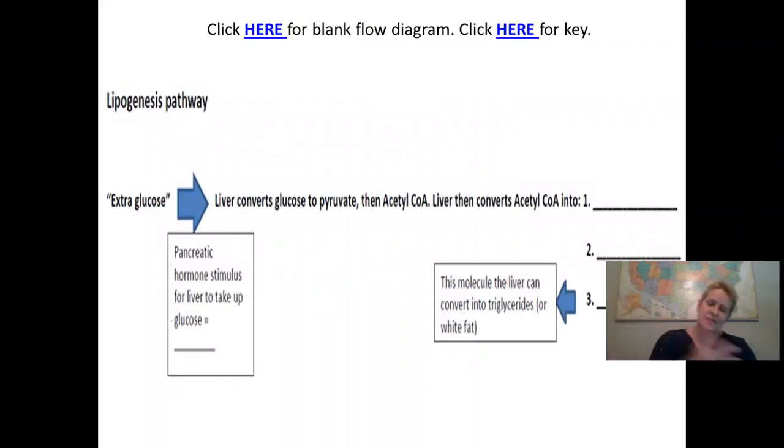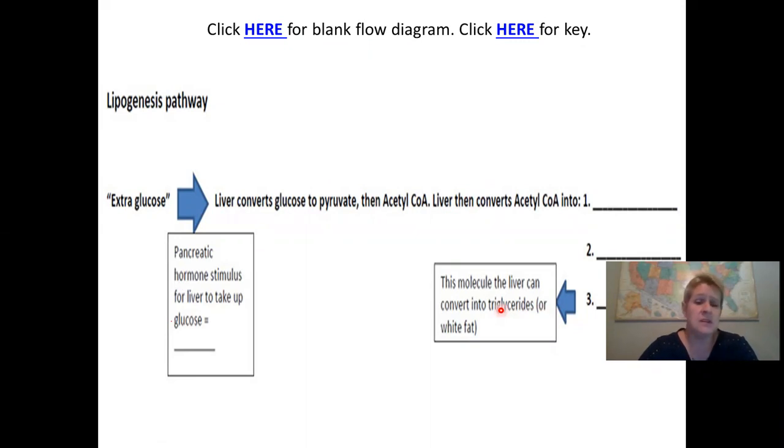So just like I have a flow diagram for all the other things, I have a blank flow diagram. It looks just like this and the key is on the online syllabus. And this is the making of lipids from glucose. So I want you to be able to practice that pathway. All right, glucose, extra glucose, goes through glycolysis to produce pyruvate. Pyruvate goes through conversion to make acetyl-CoA. The liver converts acetyl-CoA into cholesterol, ketones, fatty acids. Fatty acids can be made into white fat or triglycerides.